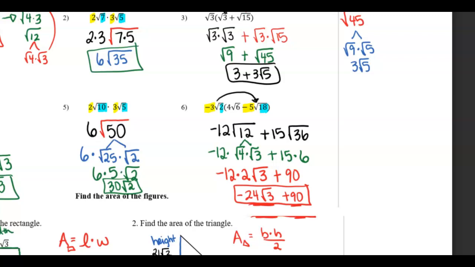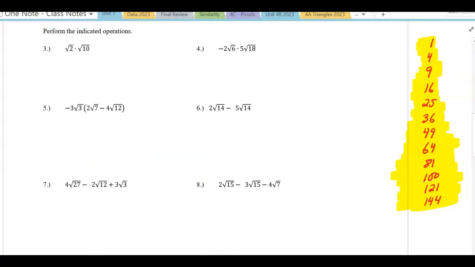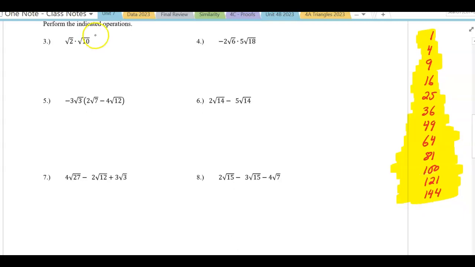And we're going to take a look at some of the examples now on the study guide. So if you look at problem number 3, you can multiply the numbers underneath this radical, so you get the square root of 20. And then using the list of perfect squares, square root of 20 is the square root of 4 times the square root of 5, which becomes 2 square root of 5.